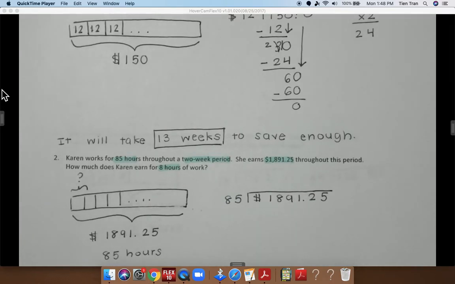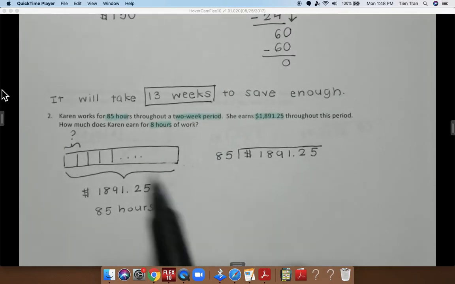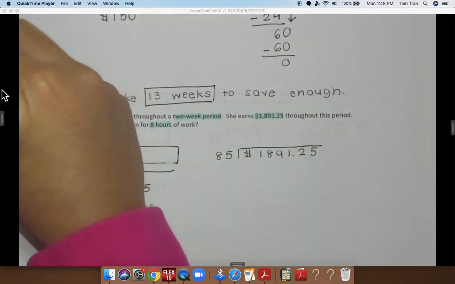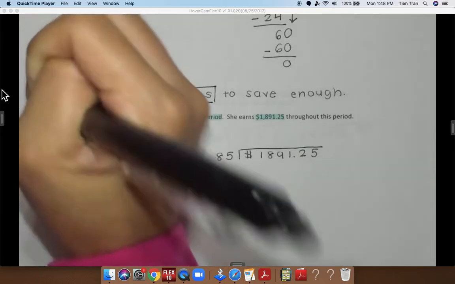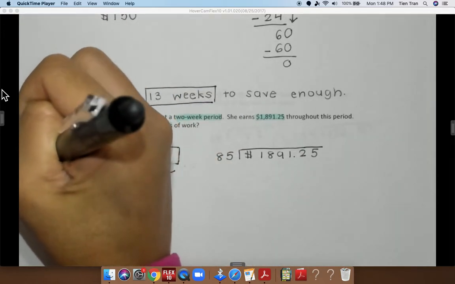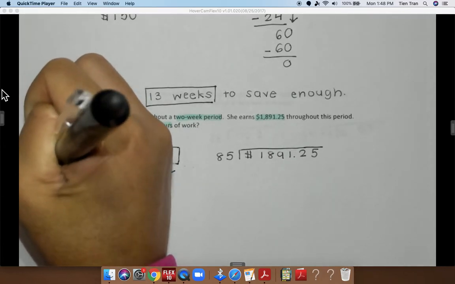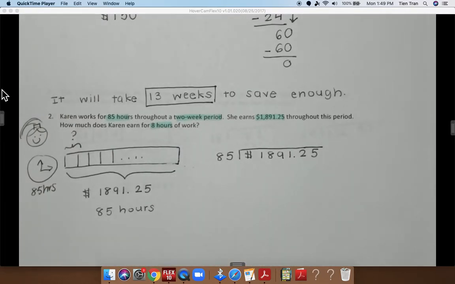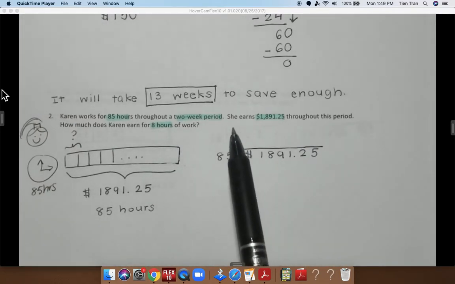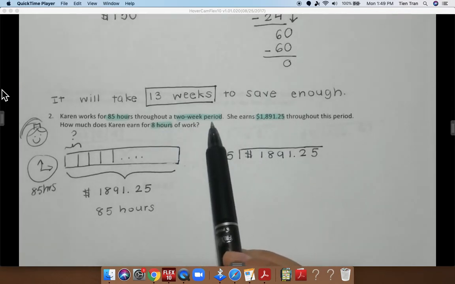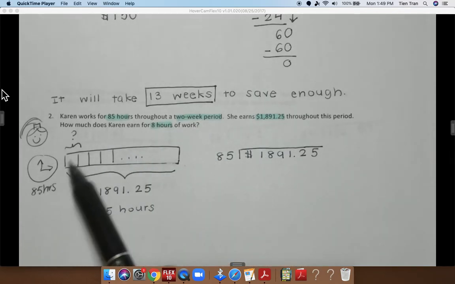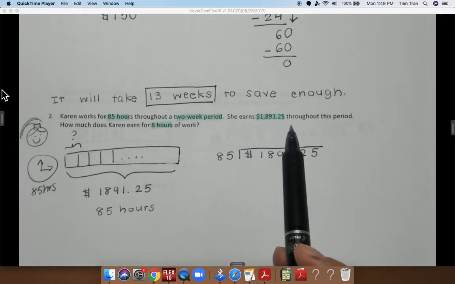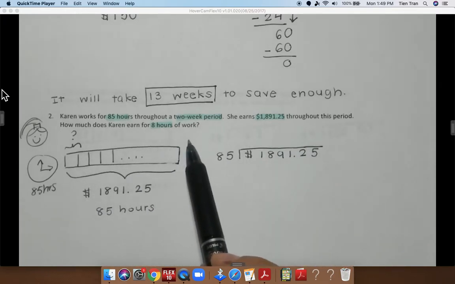So the first thing I'm going to do is I know that she works 85 hours. So this is going to be Karen. And Karen works for 85 hours. That's a lot of time, right? So imagine that, 85 hours. I'm picturing that, drawing it out so it helps me figure out what's going on in the story. And then for 2 weeks, she works for 85 hours. She earns $1,891.25 throughout this period. How much does Karen earn for 8 hours of work?